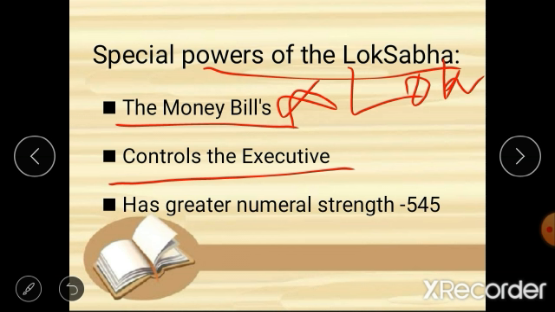The third one is that in almost all other fields the Lok Sabha has an upper hand. Why? Because of its greater numerical strength. We know the strength of the Lok Sabha is 545, whereas the strength of the Rajya Sabha is 245. So even in a joint sitting regarding a particular bill, if there is a vote, normally it is the Lok Sabha that is going to win the upper hand. That's why we say Lok Sabha gains the upper hand in all the other matters. It is due to the strength. So these are the special powers of the Lok Sabha.